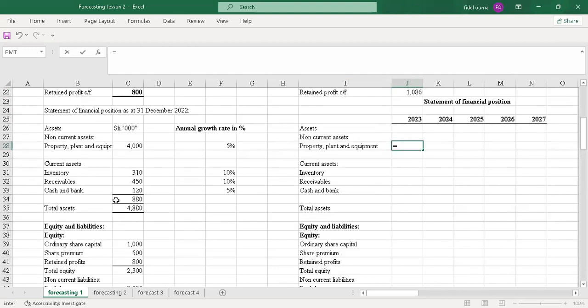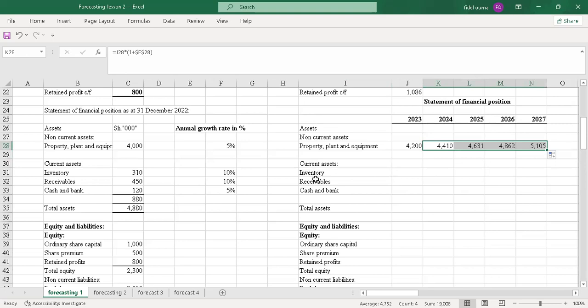For 2023, I'll start with the one for 2022. So I'll pick this, then multiply by 1 plus the growth rate. The growth rate will be 5% and I'll lock it completely, and enter. Then I'll go to the next year, 2024, which will be 2023 multiplied by 1 plus the growth rate, which is 5%, and I'll lock it also completely. Then I'll enter and drag on through.